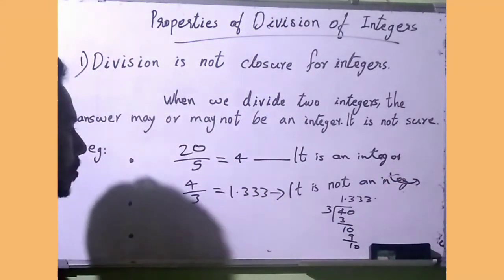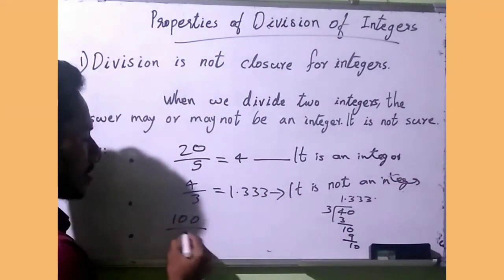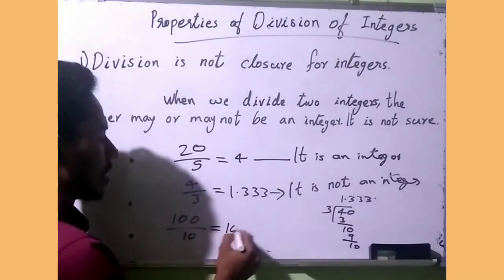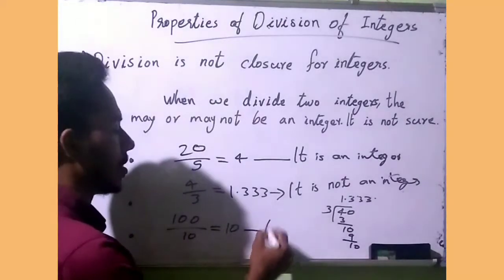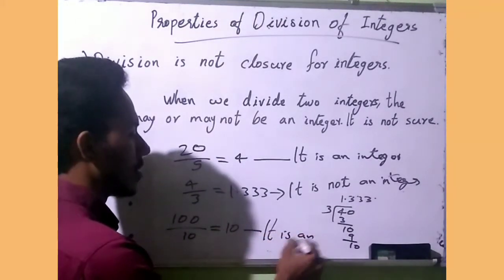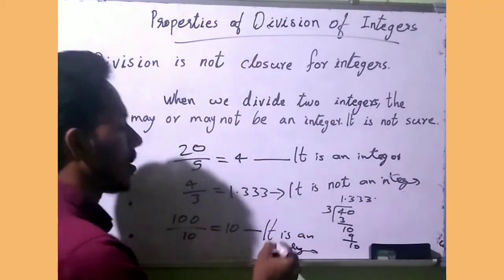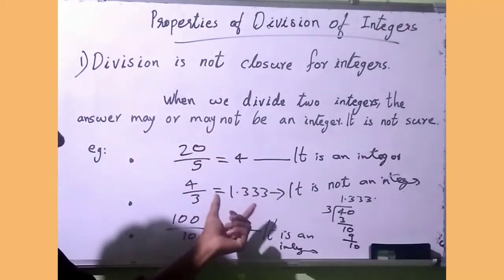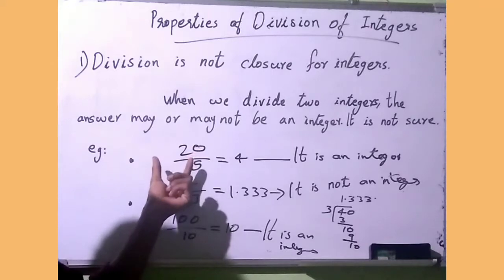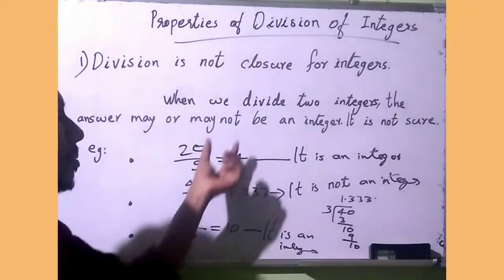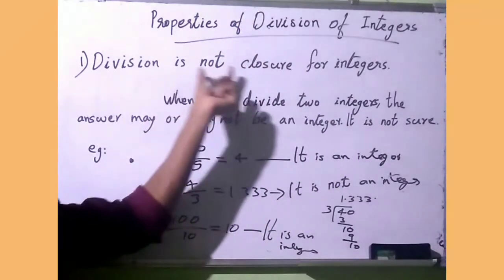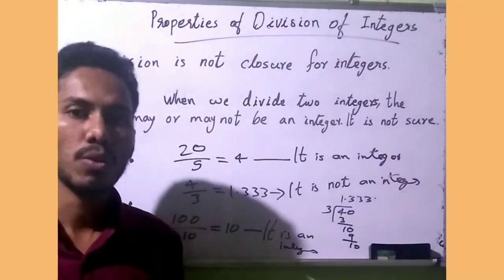Then another example. 100 by 10. What is the answer? The answer is 10. It is an integer. So we may or may not get the answer as an integer. When we divide numbers, it is not sure that the answer will be an integer. So division is not closure for integers.